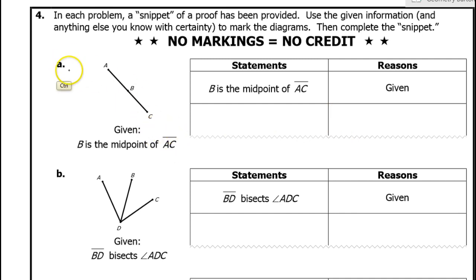So, looking at this segment, if we are given that B is the midpoint of AC, then that allows us to say that segment AB is congruent to segment BC. So segment AB is going to be congruent to segment BC, and the reason in the proof would be definition of midpoint.